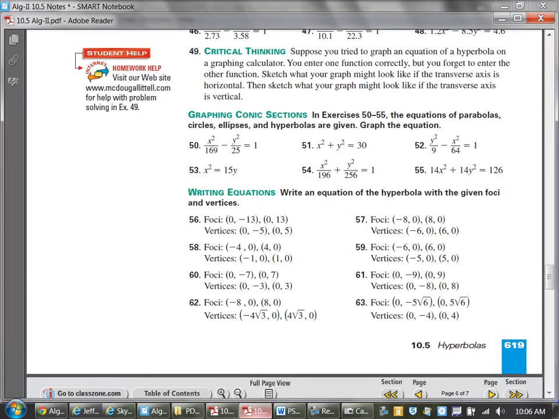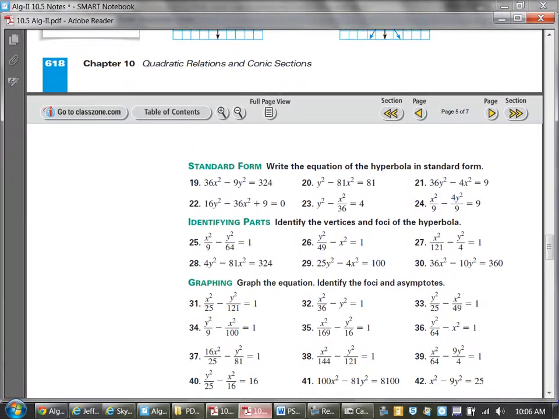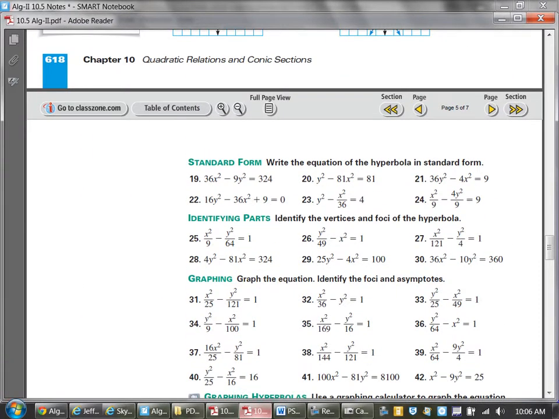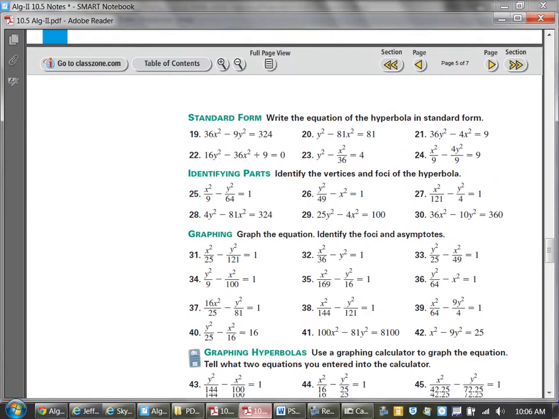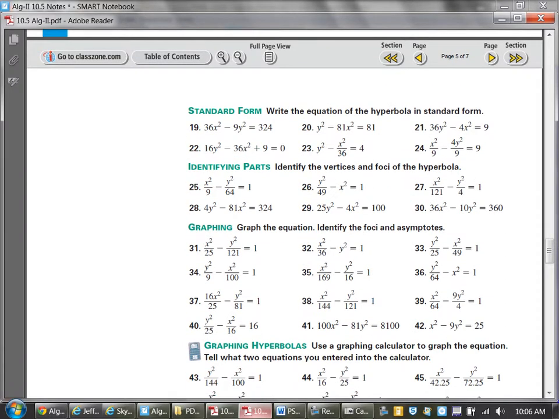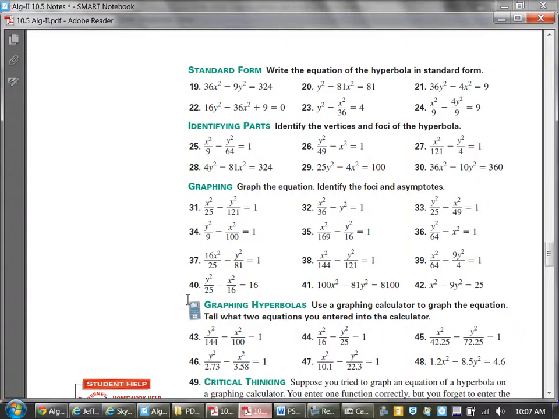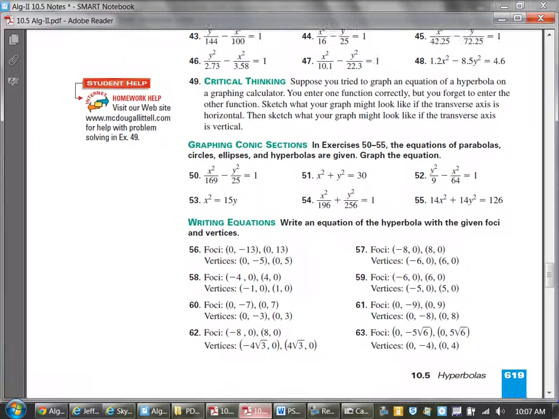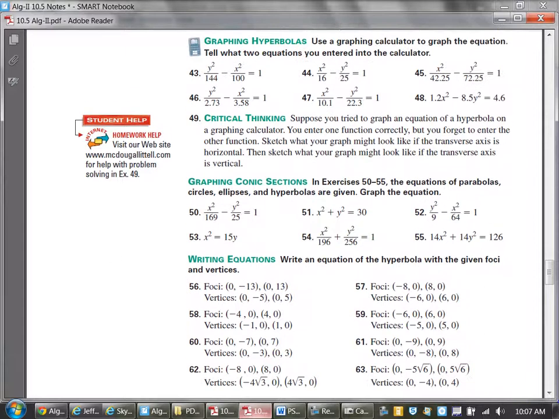If you look at the other problems in here, they're asking you to write it out in standard form, with one side equal to 1. Identify the parts. Well, if you have to identify the parts, you might as well take it a step further and graph it, because you have to do it anyway. It's more concise. What we'll do on Thursday is I'll start giving you the combination problems, where you'll have to identify which conic it is and go from there. That's when things start to get messy. All right?